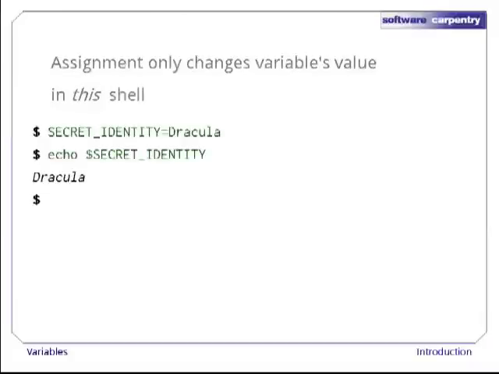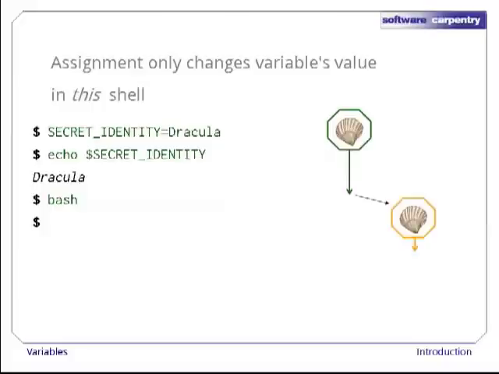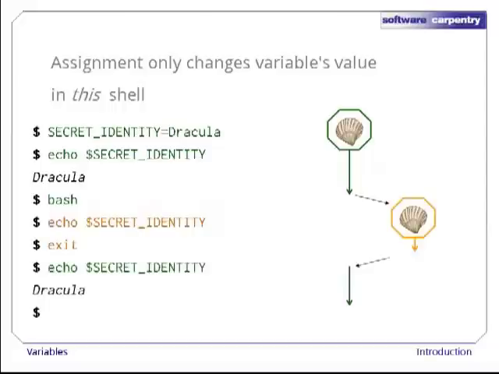Let's go back and set our secret identity once again. Once it's set, let's run a fresh copy of the shell by typing the command bash. We now have two copies of the shell running, the original, shown in green, and its child, shown in orange. If we echo $secret_identity in the child shell, nothing is printed because the variable doesn't have a value. If we exit the child shell and return to the original, we can see that yes, the variable does exist.